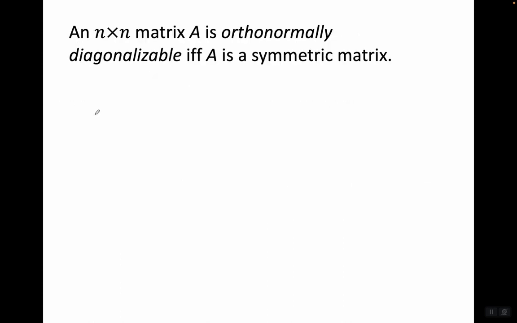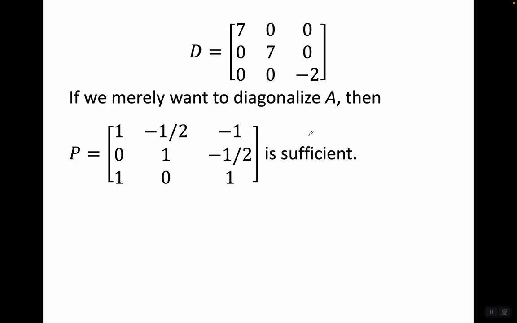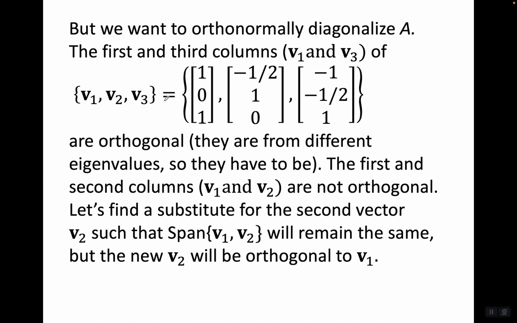An n by n matrix A is orthonormally diagonalizable if and only if A is a symmetric matrix. For example, orthonormally diagonalize the above matrix A, given here. Well, the eigenvalues are 7, 7, -2, and the corresponding eigenvectors are these. D, our diagonal matrix, is going to be 7, 7, -2 along the diagonal and zeros elsewhere. If we merely want to diagonalize A, then this P would be sufficient. It's an invertible matrix. That would be fine. But we want to orthonormally diagonalize A.